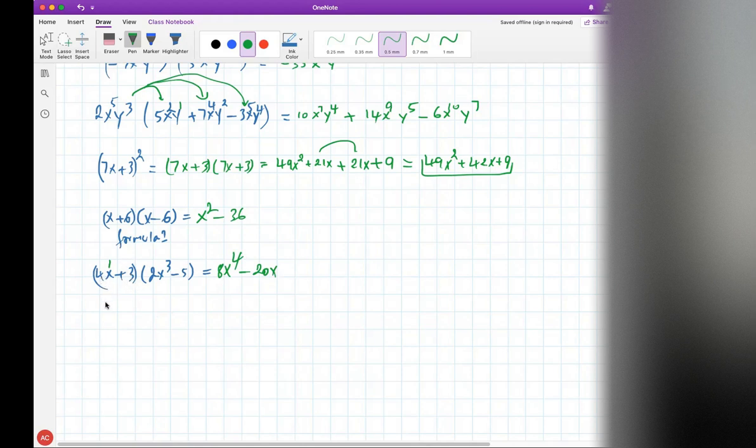Plus 6x to the third, that's right. Multiply these two: minus 15. Finally, the last multiplication, positive 3 times negative 5. Any like terms to combine here? No, that's right. There are no like terms.